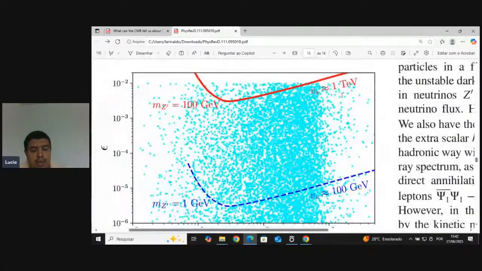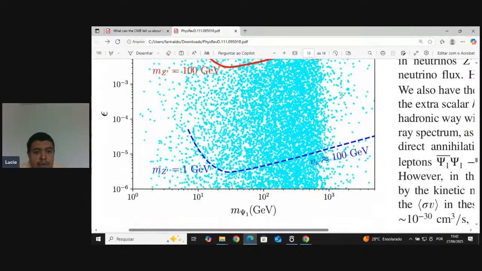Okay, this plot shows the upper limit of the kinetic mixing as a function of the mass of the dark matter candidate, taking into account the constraints from direct detection experiments.